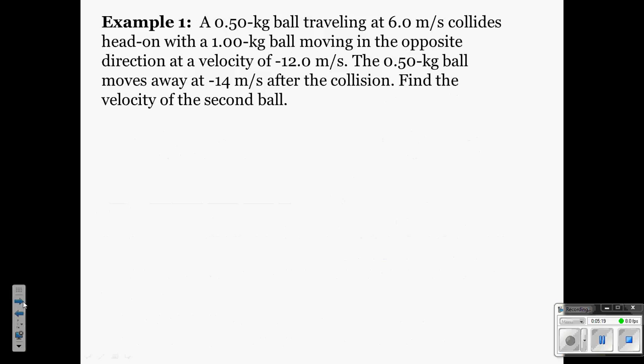So, if we look at this problem right now, we have a situation.